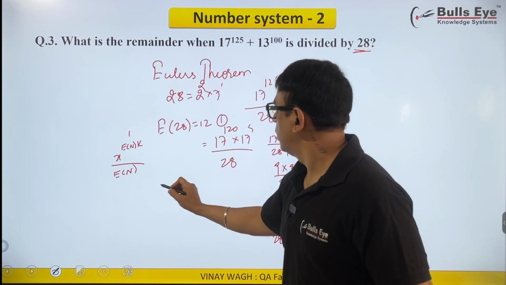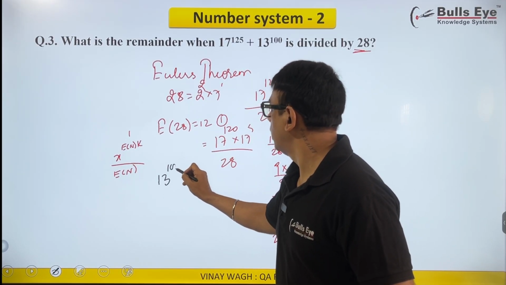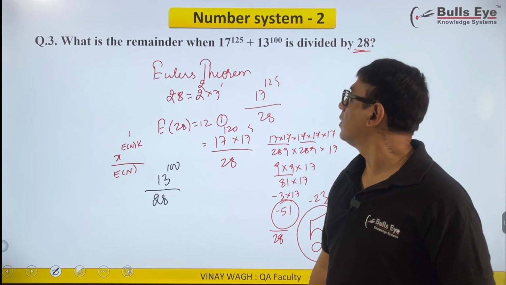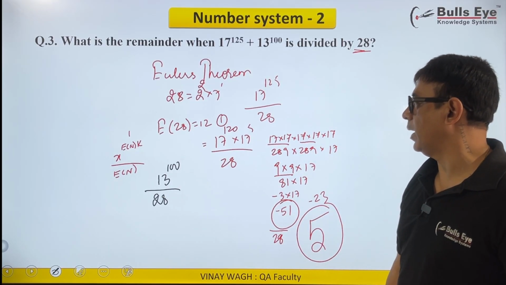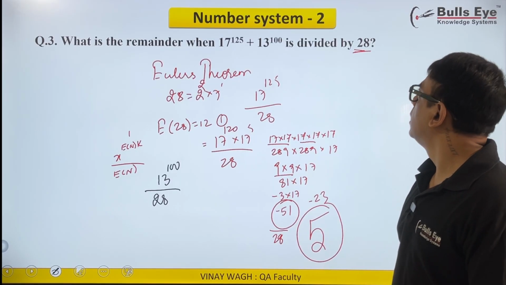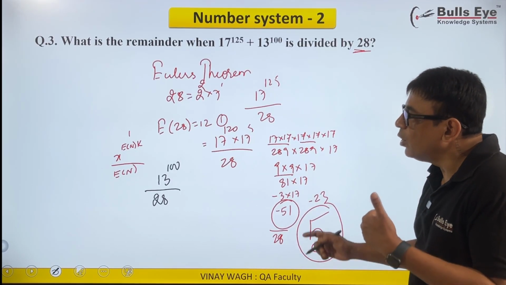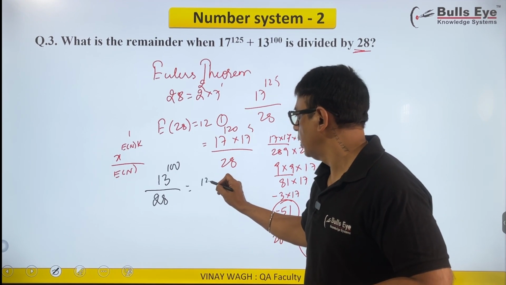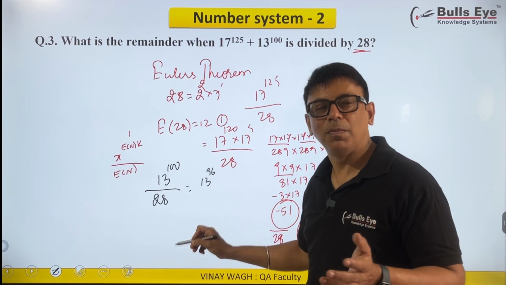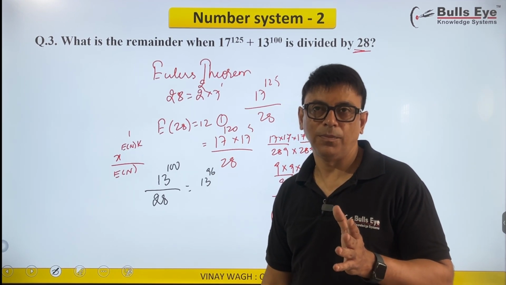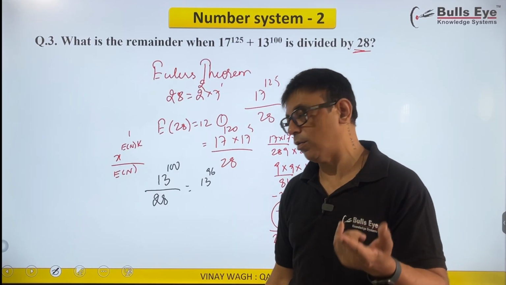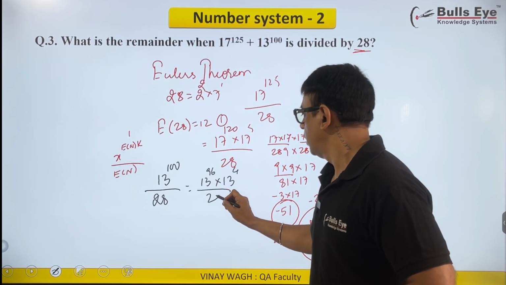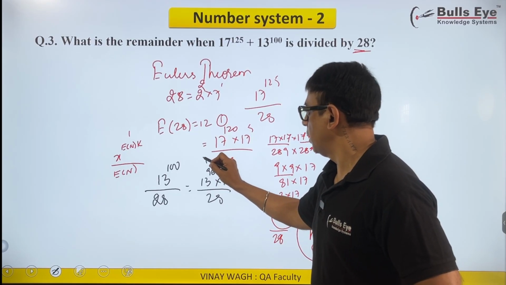So that is 13 raised to 100 divided by 28. Again, I'll make this a multiple of 12, since the Euler's number of 28 is 12. So this is 96, simply because the closest number to 100 that's a multiple of 12 is 96. So this being a multiple of 12, the remainder is 1.